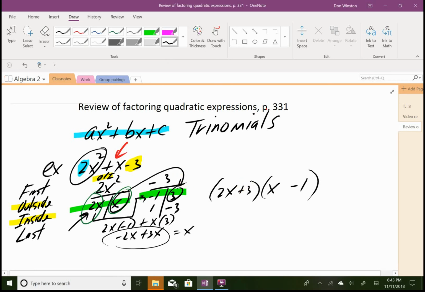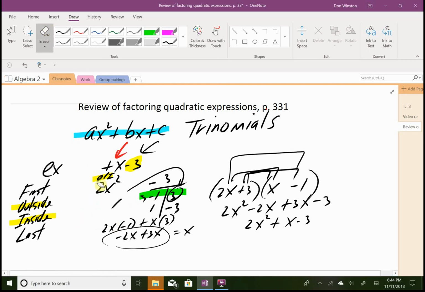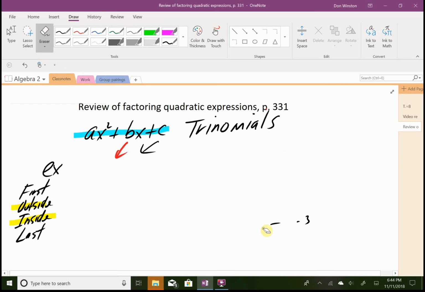Now let's just check and see if we actually get this when we FOIL. So I have 2x times x is 2x squared, that's my first terms. Outside terms, I get minus 2x. Inside terms give me 3x, and then last gives me a negative 3. That gives me 2x squared plus x minus 3. All right. So that's generally the approach. Let's just do two more of these. A couple more examples here, and hopefully it will clear things up. Just keep in mind, we have to do a little more work with these.